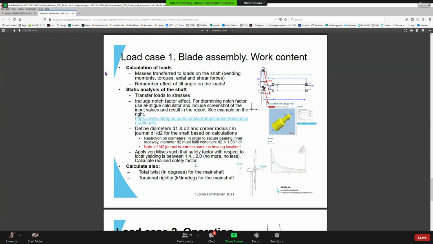And you also need to calculate the total twist in degrees for the main shaft, and the torsional rigidity in kilonewton meters per degree for the main shaft. You know how to do that, and it is a fairly quick and straightforward calculation. So that is load case number 1, the blade assembly.